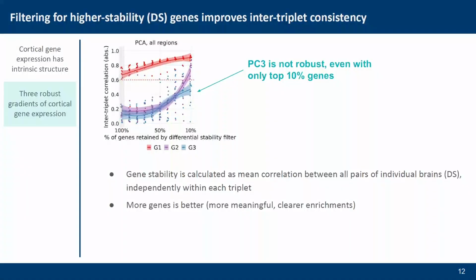That just means how similar is the brain map of the individual gene between each pair of brains in the triplet in this case. And you can see that the intertriplet correlation increases as we filter for only the more stable genes. But we want to retain as many genes as possible to have the most biologically interesting result. So can we do any better than this?